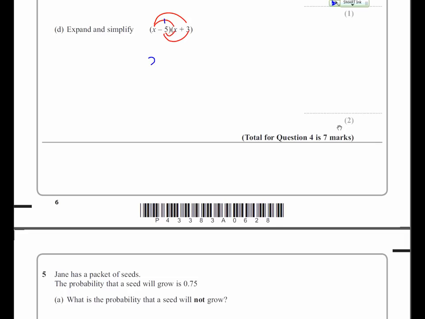X times x is x squared. X times 3 is 3x. And it's a plus in front of both. 5 times x is 5x, but it's a minus in front of 1, so it's a negative. 5 times 3 is 15, and it's a minus times a plus, so that's a minus.